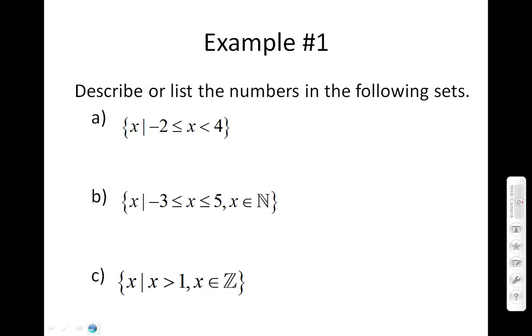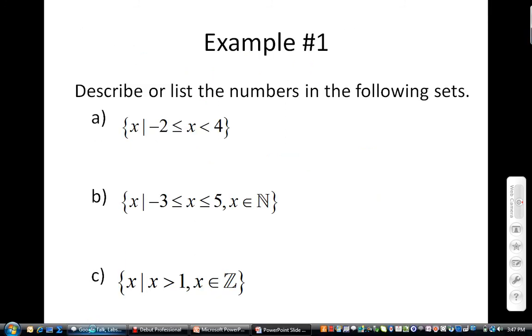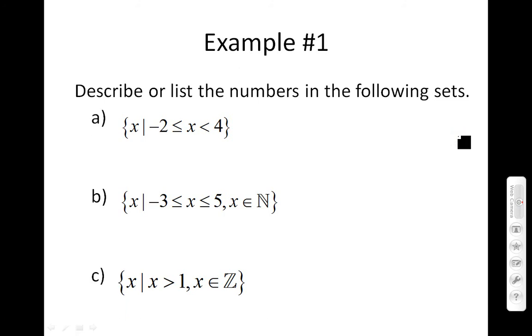Okay, so let's try some examples. I'd like for you to press pause and list or describe all of the numbers in the following number sets. Once you think you have listed or described the numbers in the number sets, press play and check your work.